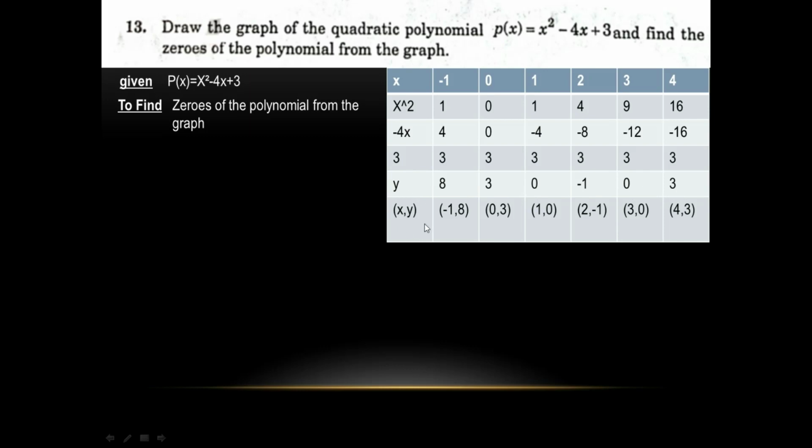So in the next row, we write all the x, y values. If x is minus 1, we got y as 8. So x comma y is minus 1 comma 8. And if x is 0, we got y as 3, so we write 0 comma 3. Similarly, we write 1 comma 0, then 2 comma minus 1, then 3 comma 0, and 4 comma 3. Using this table, we have to draw the graph.